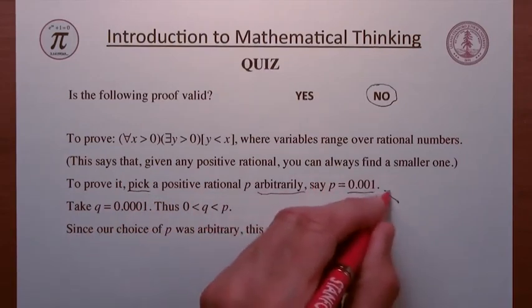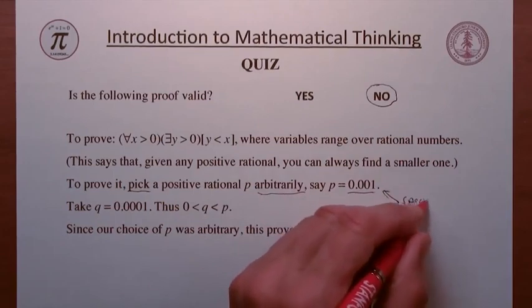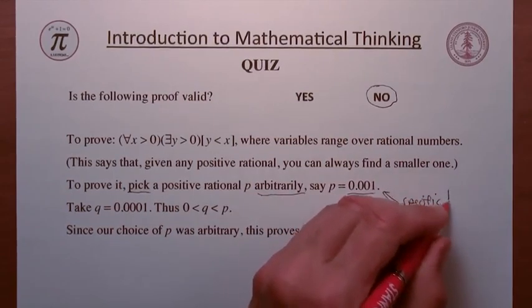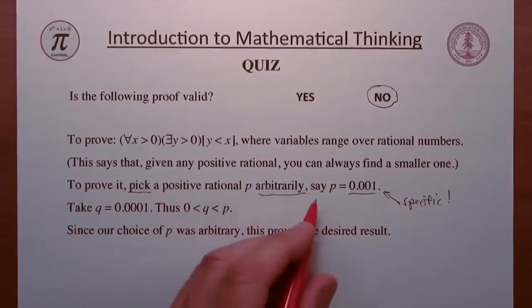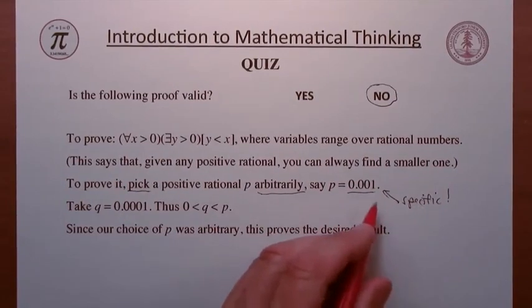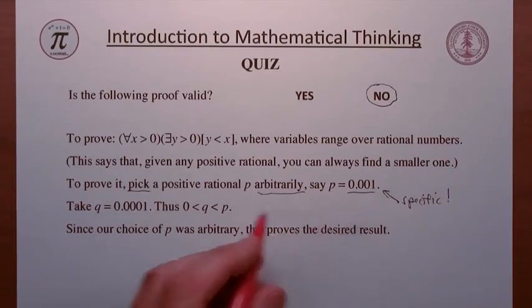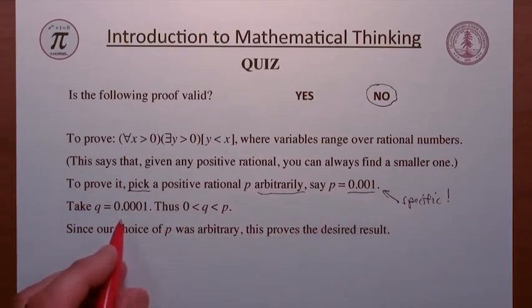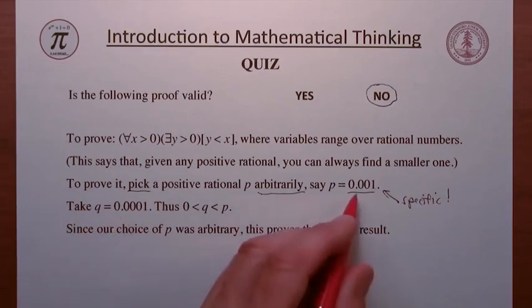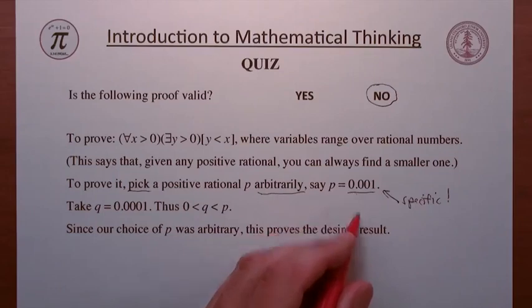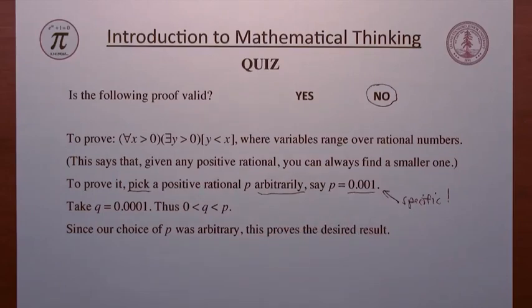The point is that p is specific. Its choice may have been arbitrary, but once you've made it, it's specific. In contrast, when you argue with an arbitrary p, you don't know anything about the p. You certainly wouldn't know that it was equal to 0.001 or whatever. You may need to think about that one a little bit longer, or talk it over with some of your colleagues.